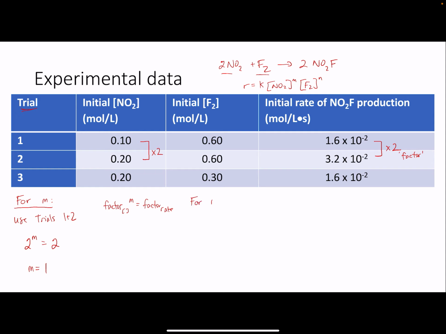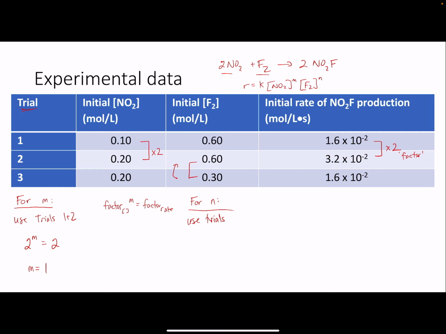Now we'll do the same thing for n. Because n is on fluorine, we're going to look for trials where fluorine changes and nitrogen dioxide stays the same. So what trials is that? We can take a second while we write this down. In trials 2 and 3, fluorine changes, but nitrogen dioxide stays the same at 0.2 each. So we'll just look here. To make it easy, we'll go for multiplication.